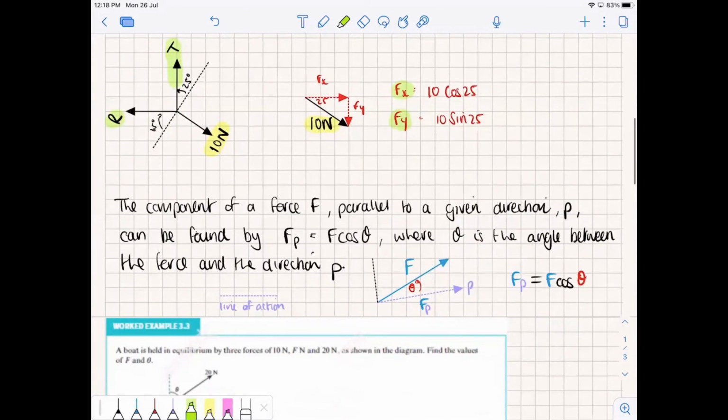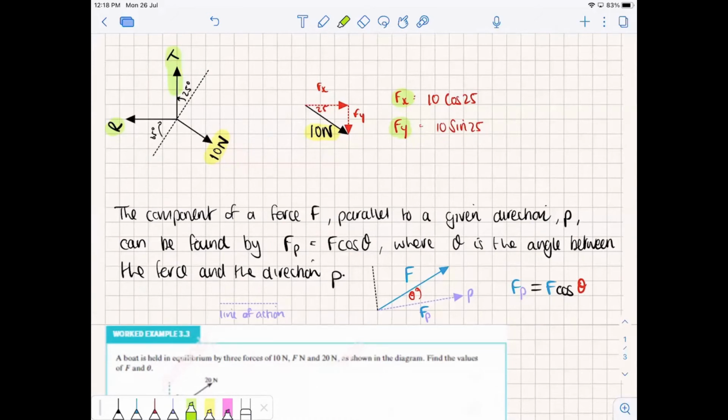And that brings us to the whole point of today's topic. And that's that the component of force F, I'll explain this, but I'm going to read it first, parallel to a given direction P can be found by that force times cos of the angle, where the angle is between the force and direction P. So I want you to think of force F over here, similar to that 10 newtons that we just split up.